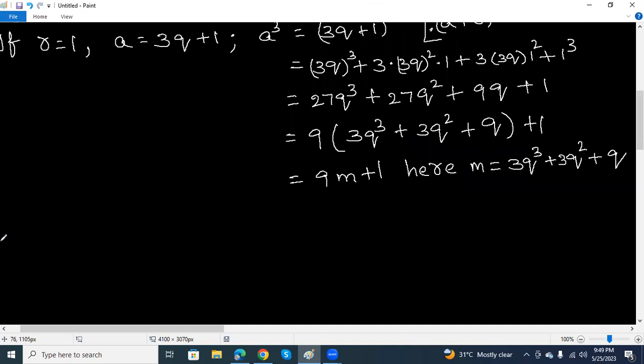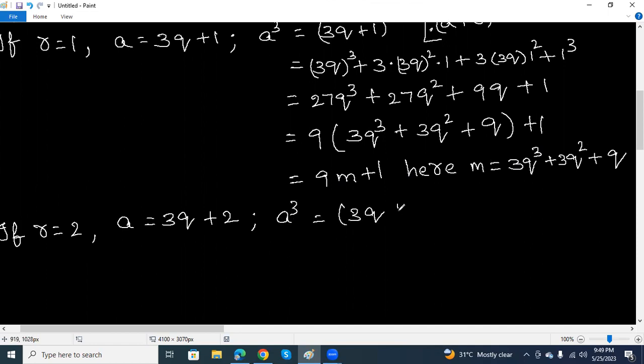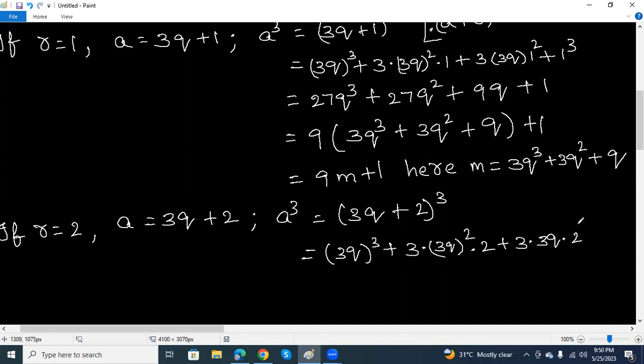Now we have one more case here. If the r value is equal to 2, so a is equal to 3q plus 2. Then what about a cube? A cube is equal to 3q plus 2 whole cube. So again we need to split it using the a plus b whole cube formula. A cube, 3q whole cube, 3a square b, 3 into a square, 3q whole square, b is 2, plus 3ab square, 3 into 3q into b square, which is 2 square, plus b cube, 2 cube.